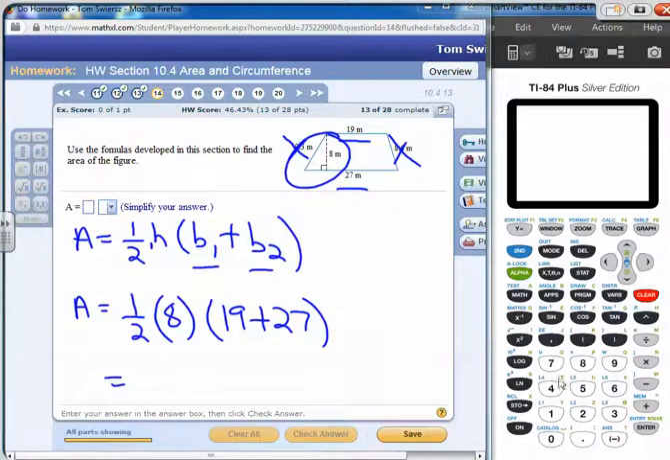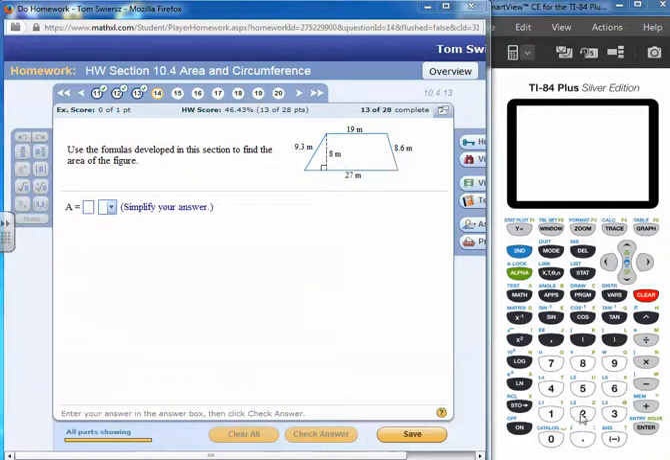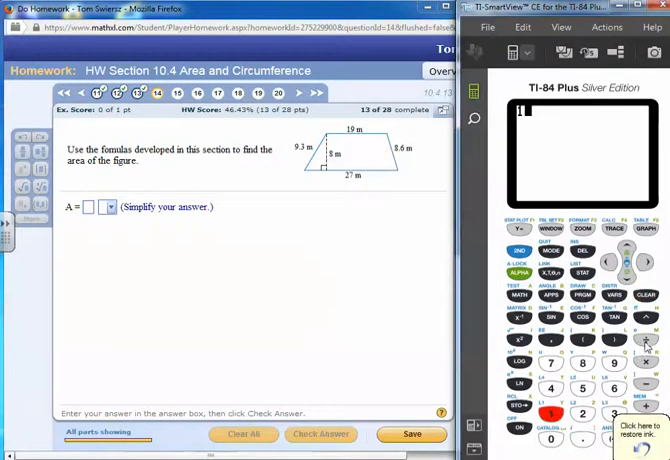So we have 1/2, we can just do 1 divided by 2, and then the 8, the height, we can put in another set of parentheses, and then we have to have parentheses around the sum of the two bases to do the correct order of operations. So 1/2 times 8 times 19 plus 27, and we get the answer of 184.